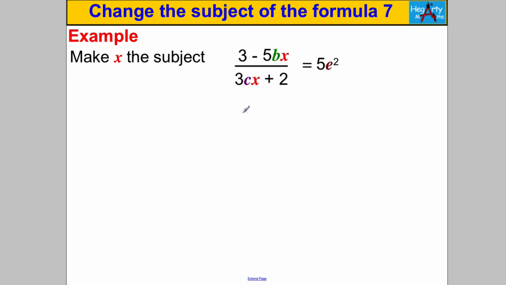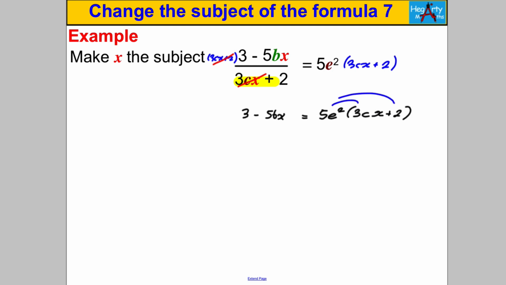Pause, have a go. Right, as before, there's x on the denominator, so I'm going to multiply both sides by 3cx add 2 on that side and on that side. That cancels the 3cx add 2 here, and I'm left with 3 subtract 5bx is equal to 5e squared(3cx add 2). Right, let's multiply out the bracket. That's our only option here. So what do we get?